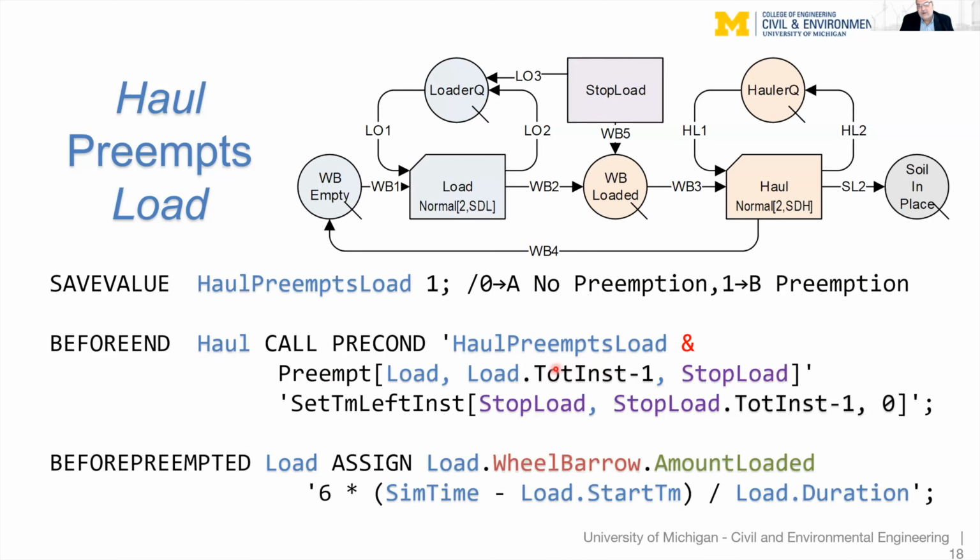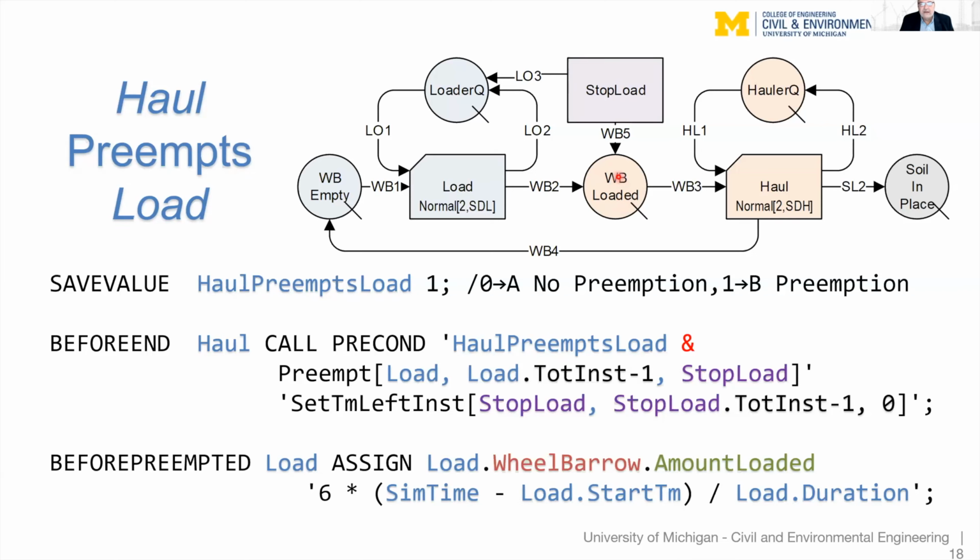The current instance of load is the very last instance. It starts the activity stop load, which is this one right here, to which we assign a duration of 0. So stop load takes the resources from the preempted activity of load and puts the laborer back into loaded queue and the wheelbarrow into the wheelbarrow loaded.